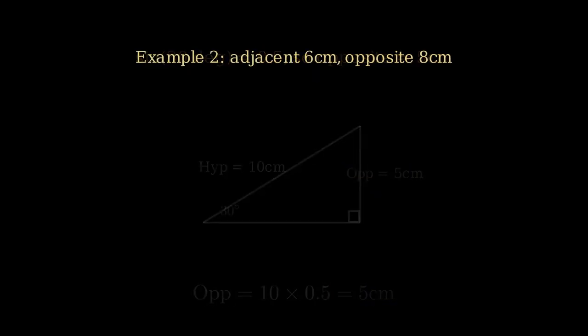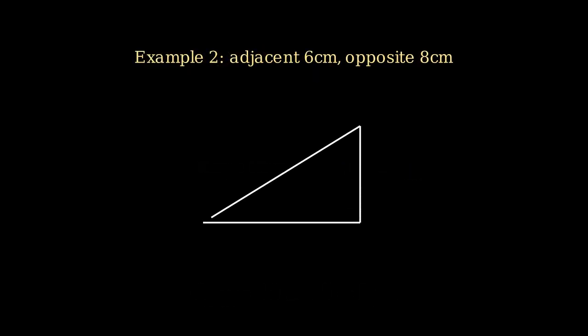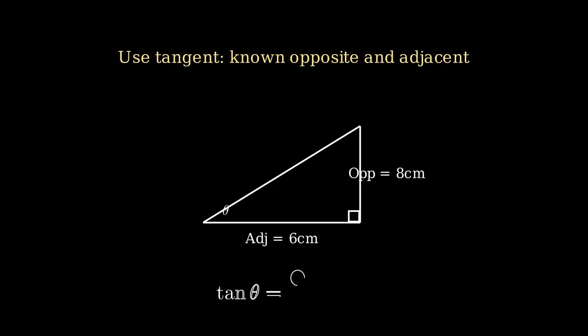Now let's look at worked example 2. This time we know two sides of the triangle. The adjacent side is 6 centimeters and the opposite side is 8 centimeters, and we want to find the angle theta. Since we know both the opposite and the adjacent sides, we use the tangent ratio.